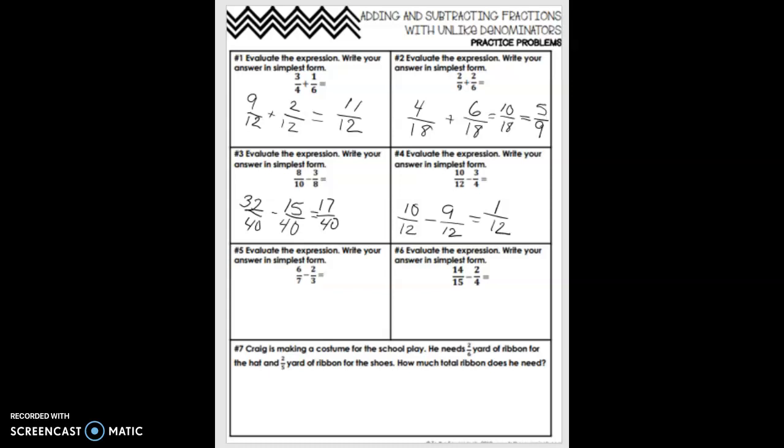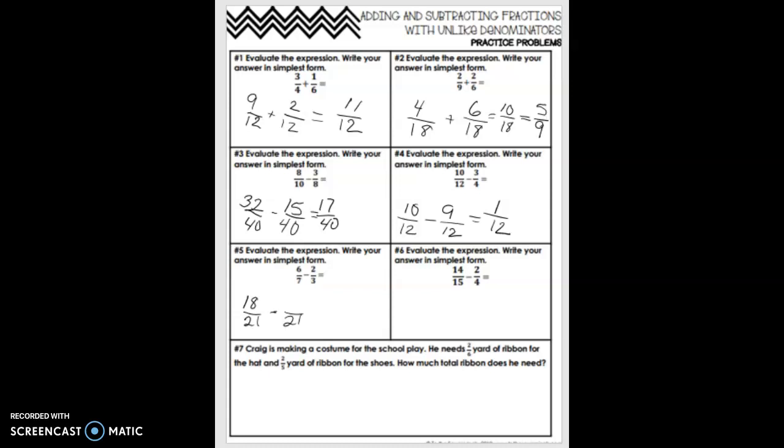Number 5, 6/7 minus 2/3. My least common multiple of 7 and 3 is 21. So both numbers have to change to become a 21. This is simply taking them times each other. So 7 times 3 is 21. I multiply my numerator times 3 to get 18.